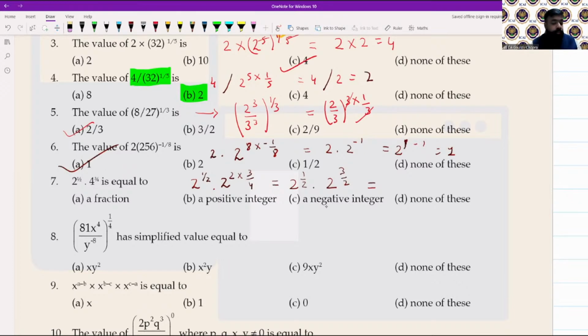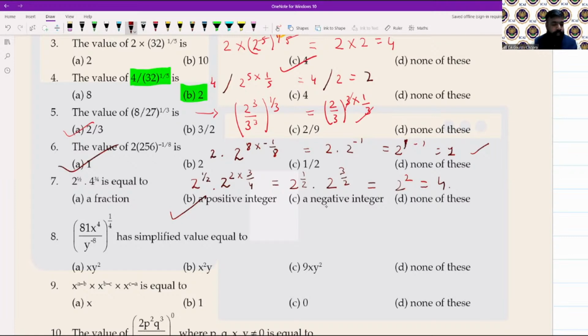Sorry, somebody has asked about question number 6. That was negative that we have done, and here we are getting 2 to the power 2, that is 4. Yes, so option number B, it is a positive integer. All right, because Yash was asking about question number 6. Yes, in question number 6 you can take 256 into the denominator and then solve, or you can write the power negative also. No need to worry, it is correct.